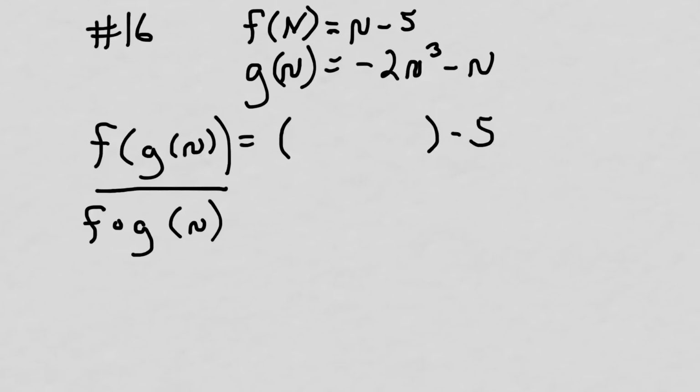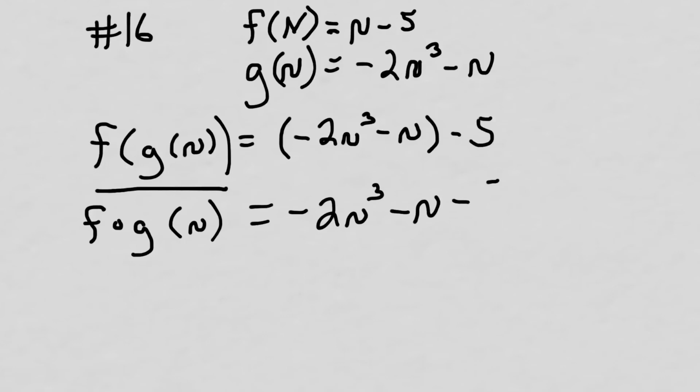So I've got my parentheses already written over here. You can see f of n equals n minus 5, so I put parentheses minus 5. I'm going to insert the g, which is minus 2n cubed minus n. I can get rid of these parentheses. I end up with minus 2n cubed minus n minus 5, and we are done.